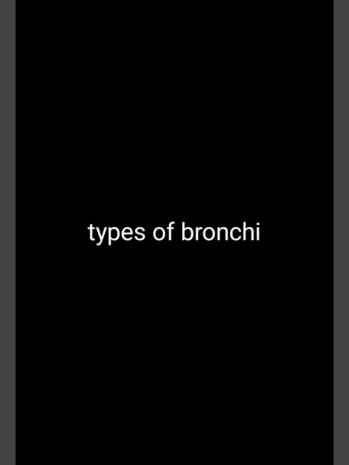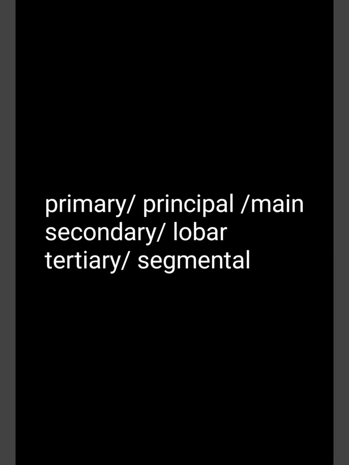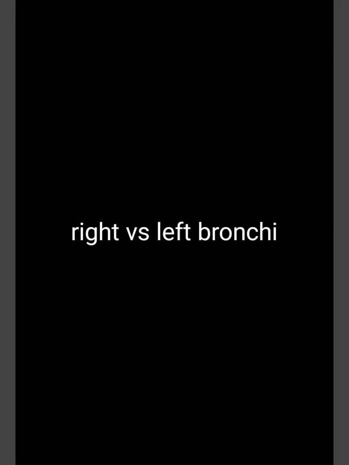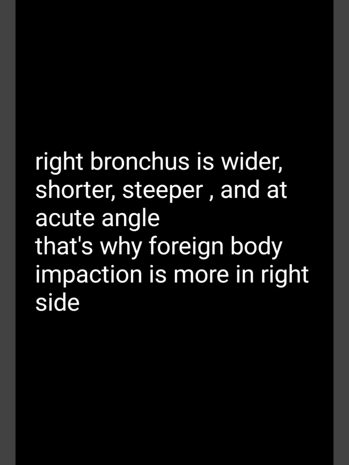Types of bronchi: primary, principal, main; secondary, lobar; tertiary, segmental. Right versus left bronchi: the right bronchus is wider, shorter, steeper, and at an acute angle. That's why foreign body impaction is more on the right side.